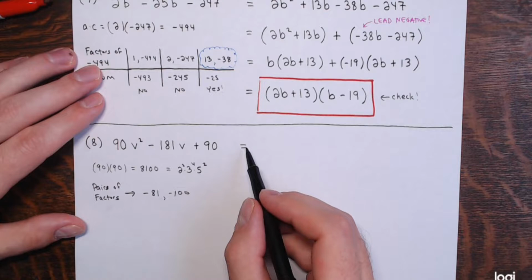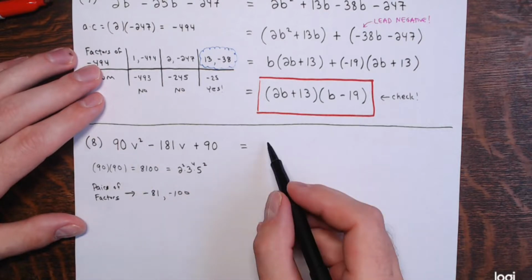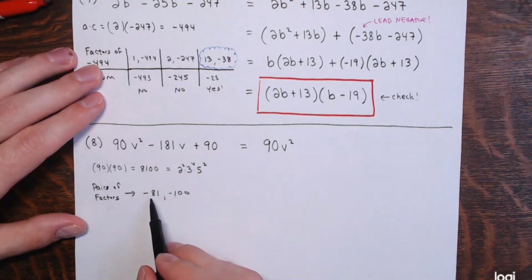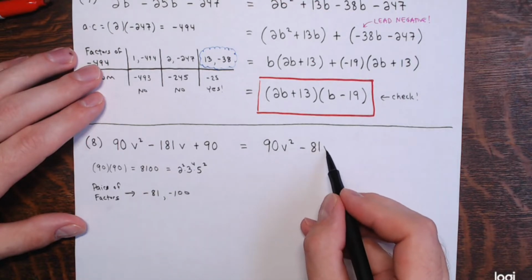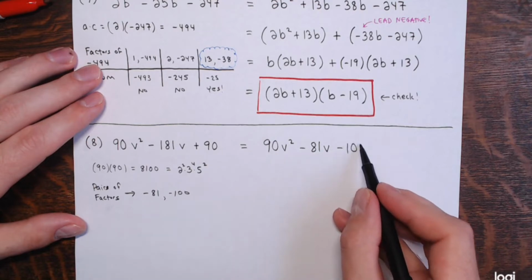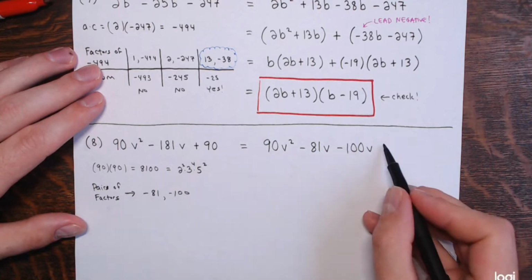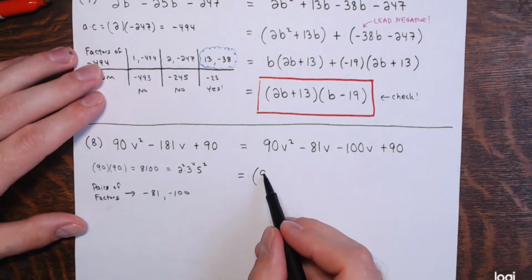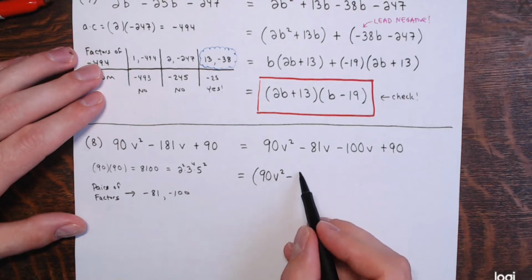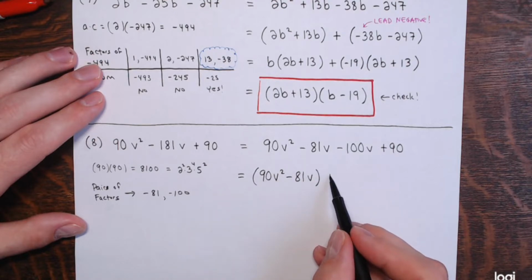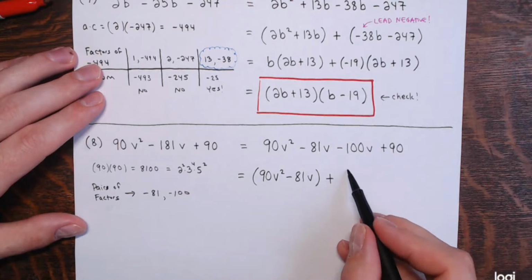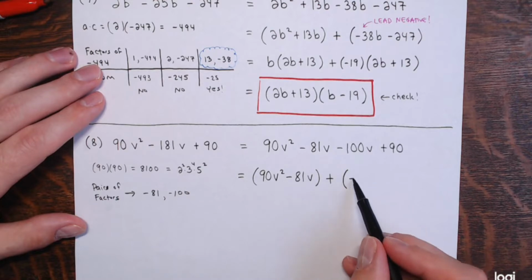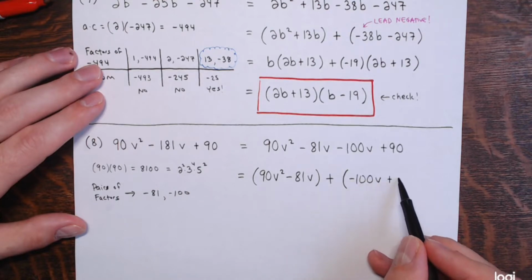Alright, so now using these two numbers, I'll rewrite the middle term. So this is 90v squared, and then instead of minus 181v, I'm going to have minus 81v minus 100v. Right, and then you got the plus 90. Alright, now comes the grouping. First group, the first two terms, 90v squared minus 81v. Then again, I prefer putting a big plus sign in the middle of the groups, plus, and then a group with the next two terms with negative 100v plus 90.